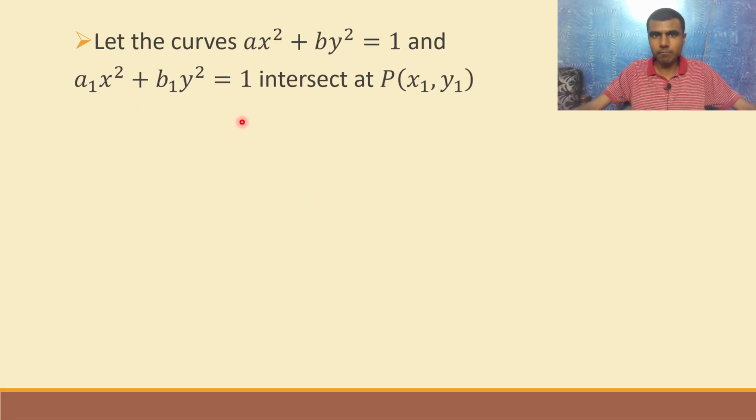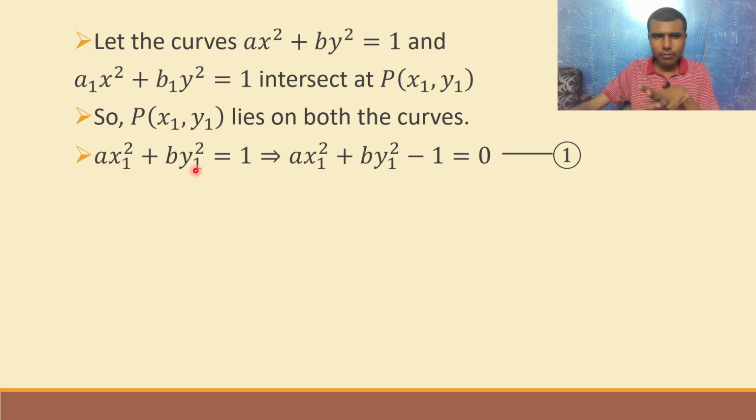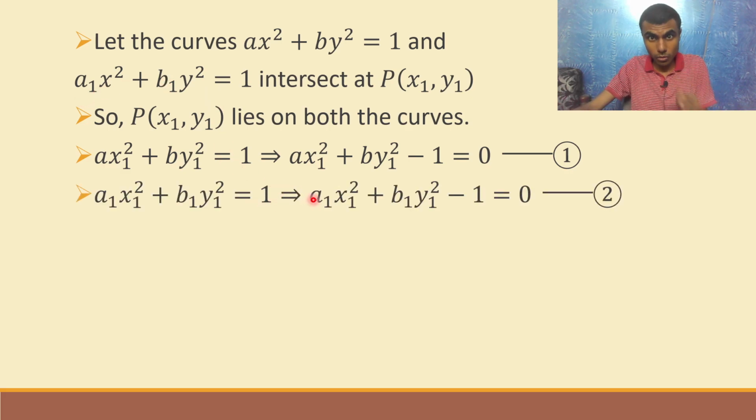Next, x1 comma y1 will satisfy the first equation. So in place of x and y, you can put x1 and y1. So ax1 square plus by1 square is equal to 1. This means that ax1 square plus by1 square minus 1 is equal to 0. Next, x1 comma y1 lies on the second curve also, a1 x square plus b1 y square equal to 1. So I'll get a1 x1 square plus b1 y1 square equal to 1, so a1 x1 square plus b1 y1 square minus 1 is equal to 0.